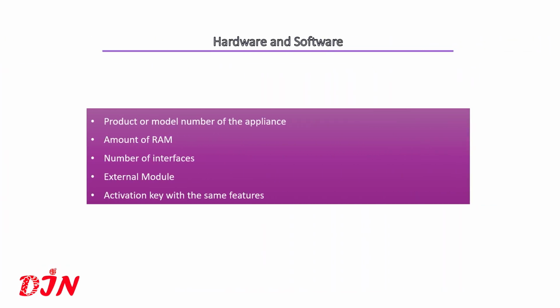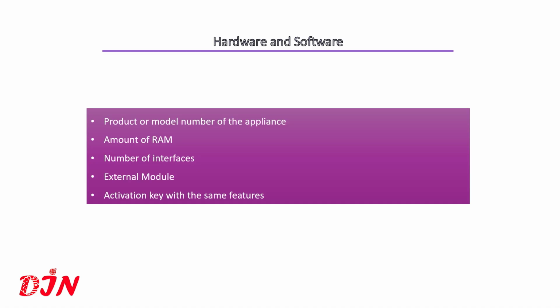Hardware and software requirements for failover to work properly. The following specifications must be identical. Product or model number of the appliance. For example, both appliances must be Cisco ASA 5520. You cannot use an ASA 5520 and an ASA 5540 in failover.